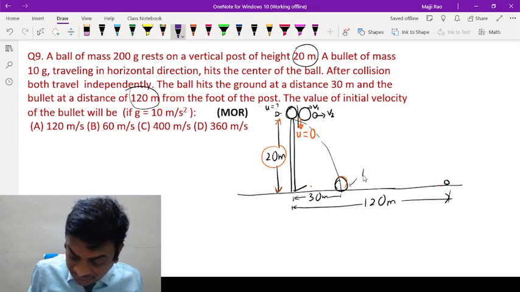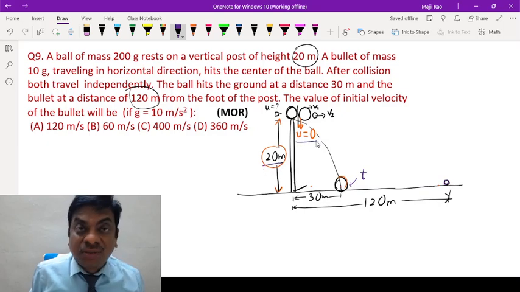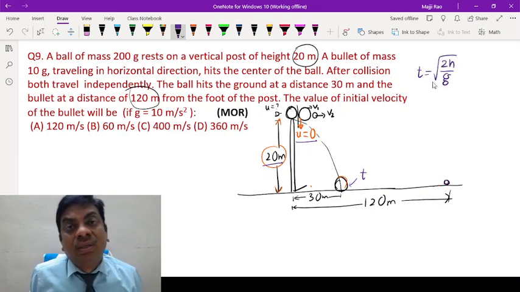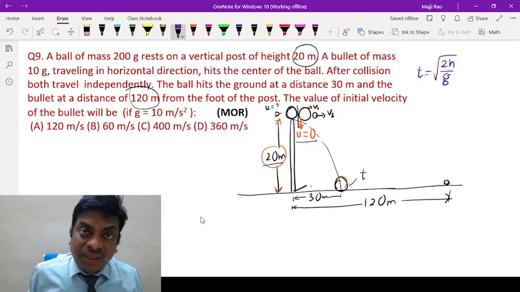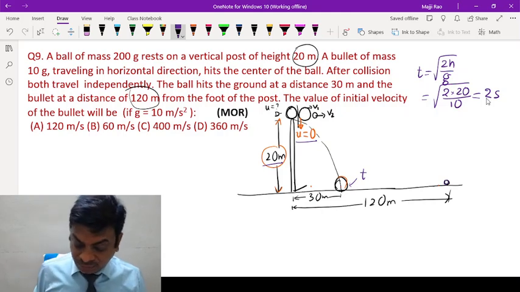So we can find the time taken by the ball or the bullet to reach the ground. In other words, the time taken by the bullet to fall freely through a height of 20 meters with initial speed 0. So time can be obtained as under root 2h by g, or you can use s equal to ut plus half at square where u is 0. So h is 20 meters, g is 10. So root 4 is 2 seconds. So time of fall is 2 seconds.